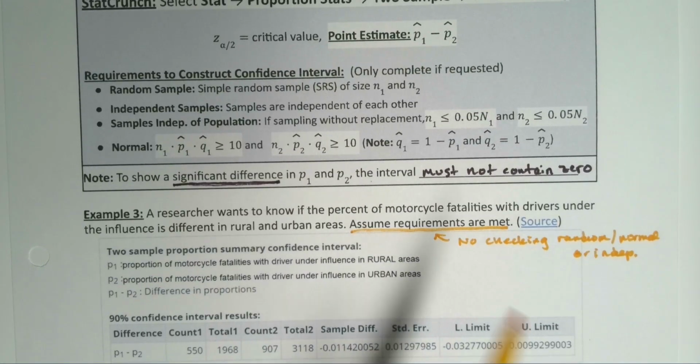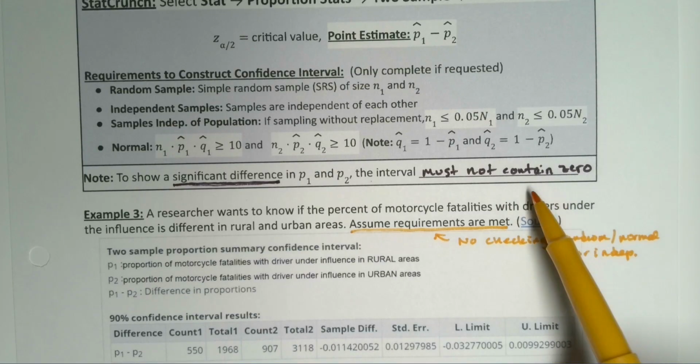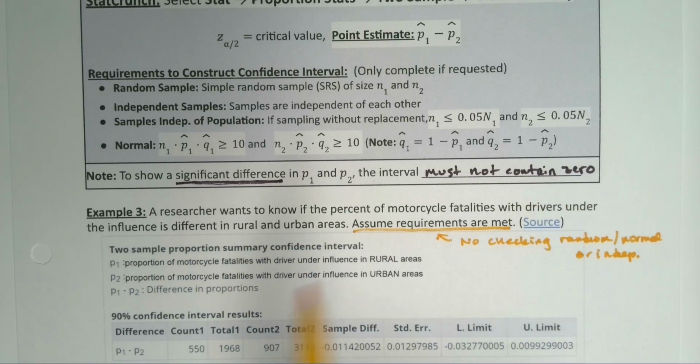So if you're going to show that there's a significant difference, then you cannot have 0 in your interval. Right? Because you want to show that they're not equal to 0 when you subtract them, and therefore there is a big difference between the two groups.